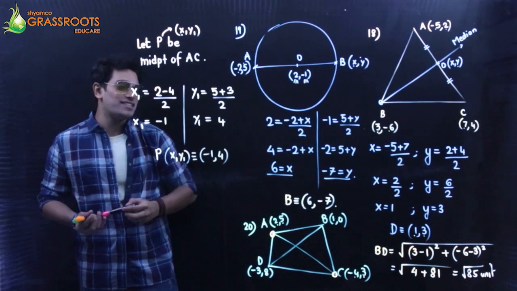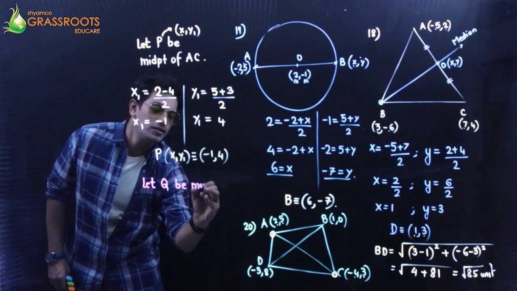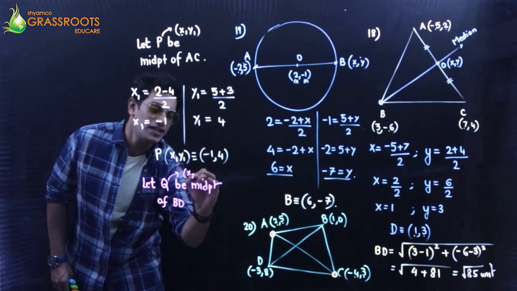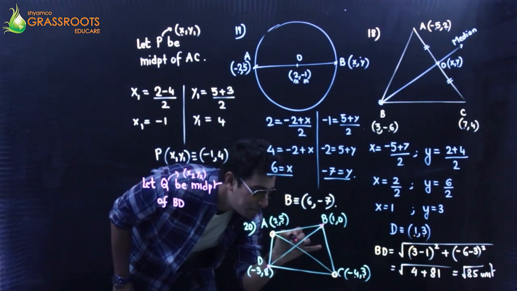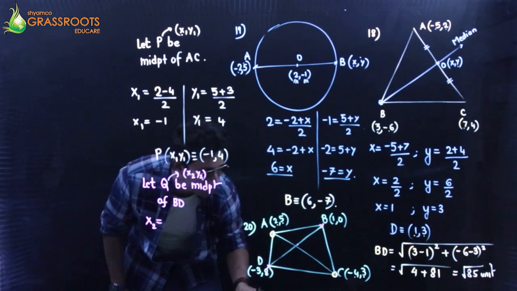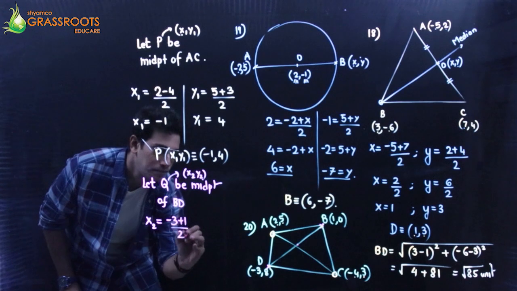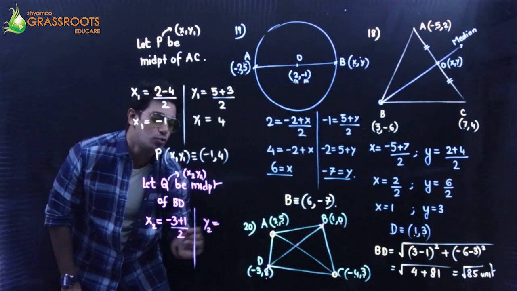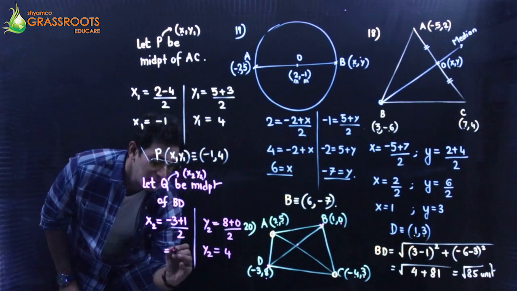Alright. Let's move to the coordinates for BD. Let Q be the midpoint of diagonal BD. Q is (x2, y2). Fine. So out here, Q is somewhere in between. Use the midpoint formula. x2 is (-3 + 1) upon 2, and y2 is (8 + 0) upon 2. So that's going to be -1, and that's going to be 4.